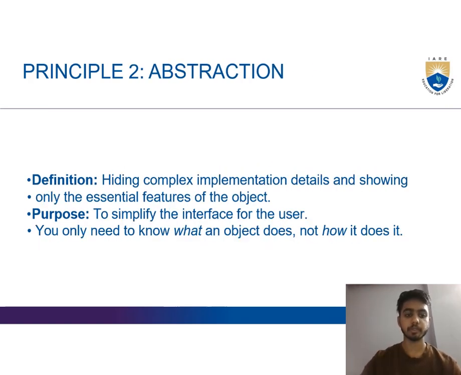The second principle in object-oriented programming is abstraction. Abstraction is about showing only the essential features of an object while hiding complex implementation details. It's like driving a car. You don't need to know how the engine works. You just use the steering wheel and pedals. In programming, abstraction simplifies how users interact with objects.